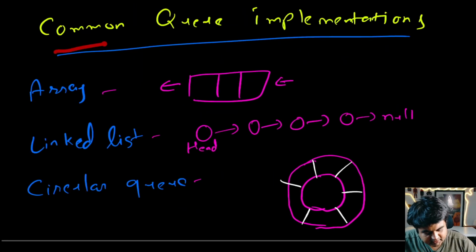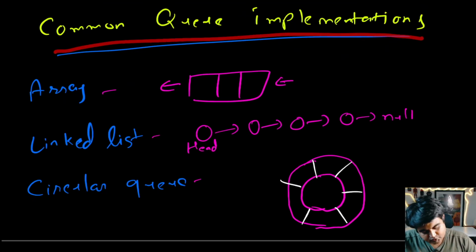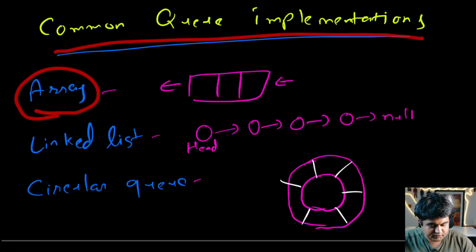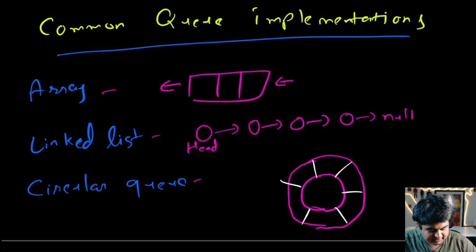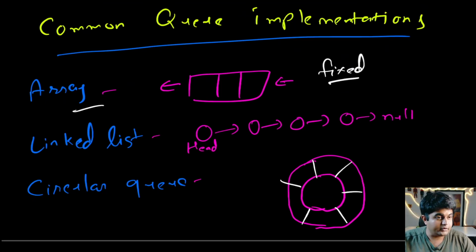Now let's try to understand the common queue implementations. So the most common way to implement a queue is using an array. Now we all know what an array looks like. It is typically a fixed size queue that is going to have one end where we enter the stuff, or where we enqueue the stuff, and there is going to be a second end where we can dequeue the stuff.